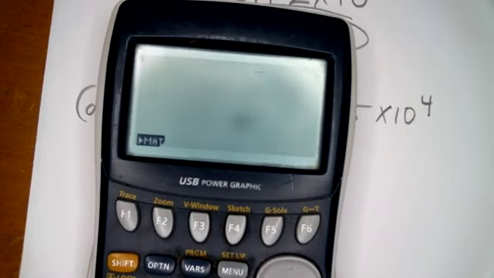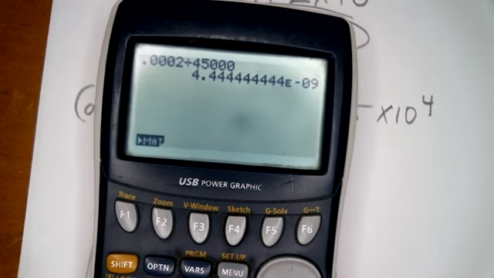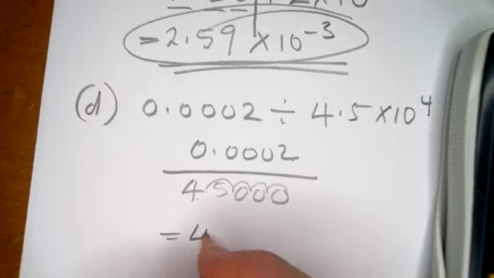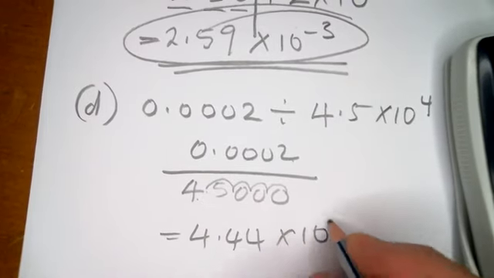So it's 0.0002 divided by 45,000. Oops, too many zeros there. Delete one of them. Here we go. Equals. And this actually gives us the answer straight out of the box. Now, I know you can use a calculator in the exam, but this gives you the answer straight away, which is 4.444. So I'm just going to write that equals 4.44. And it keeps on giving more 4s, times 10 to the minus 9.